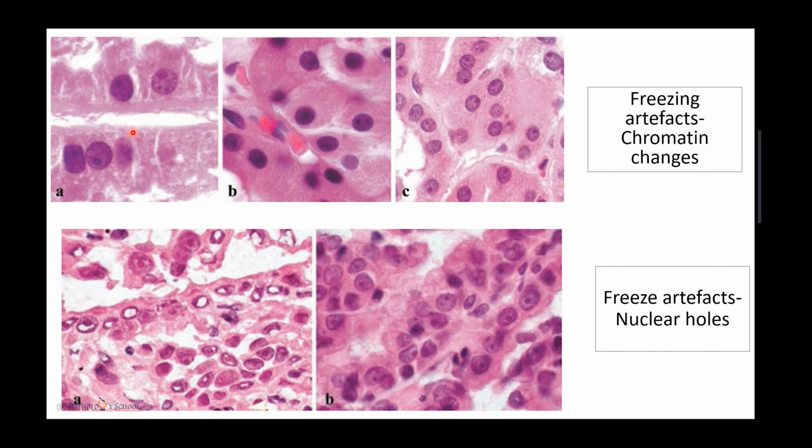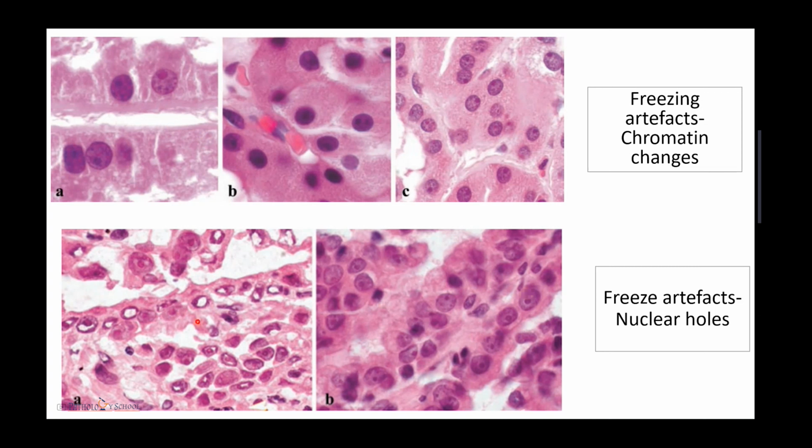A is a frozen section. B section is from fixed tissue, which was previously used for frozen section, and C is from paraffin embedded section. Okay, so here in B, you can see that there's a blunting of nuclear membrane and also the chromatin. You can see hyperchromasia here. So again, this will cause interpretative errors.